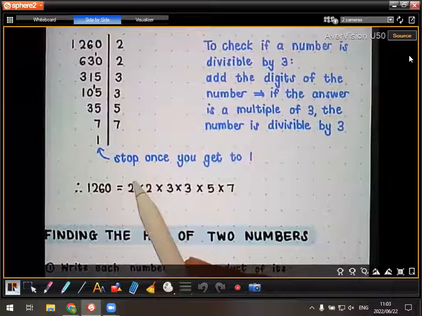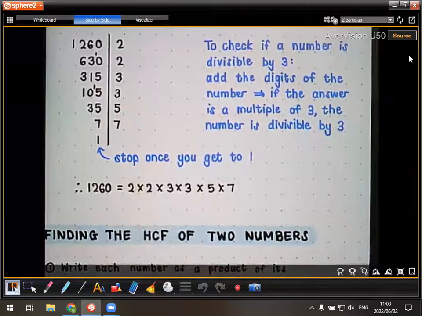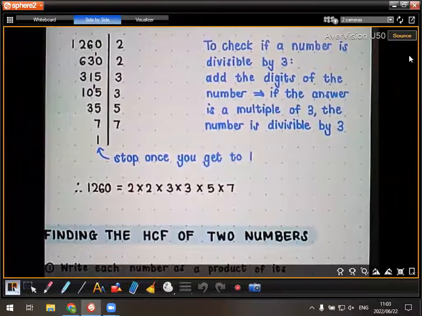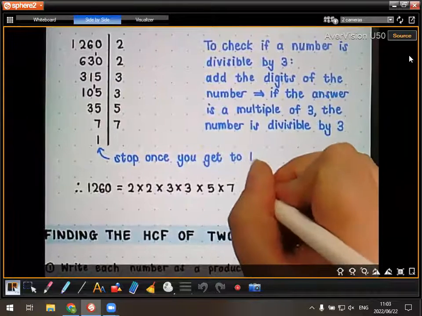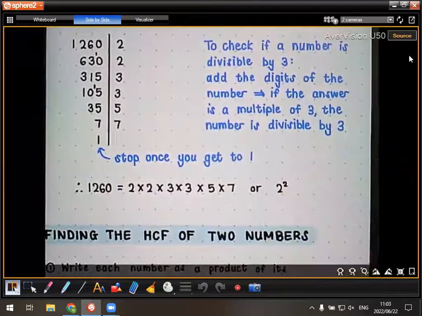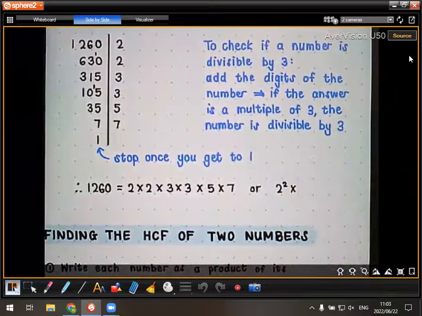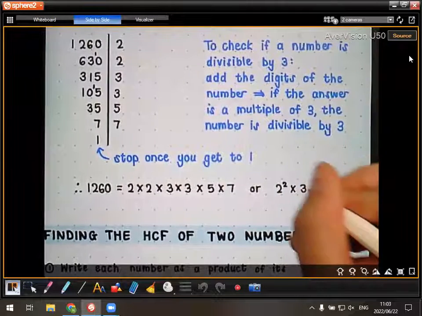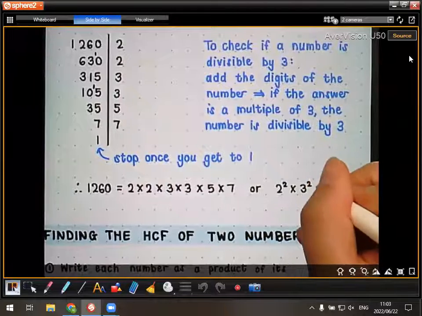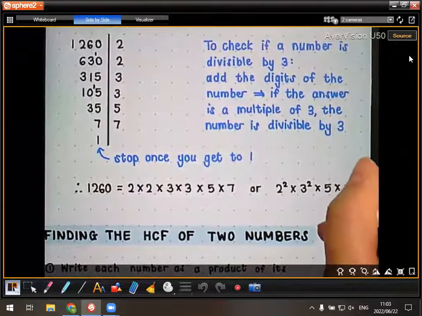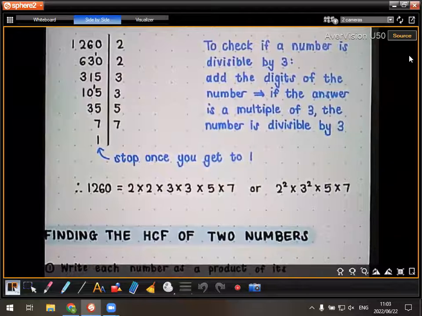Can I write 2 times 2 differently, guys? Yes, I can. Yes, Alex? Yes, okay, so I can write it as 2 squared, and what next? Alex, yes? 3 squared, because there's only 2 of them. No problem. Times 3 squared times 5 times 7. So guys, you are allowed to do that. If you have multiples of the same number, you can write them with exponents like that as well. Any questions so far?